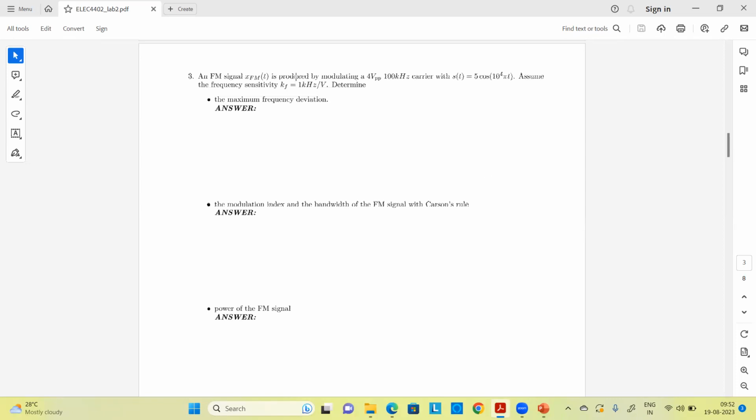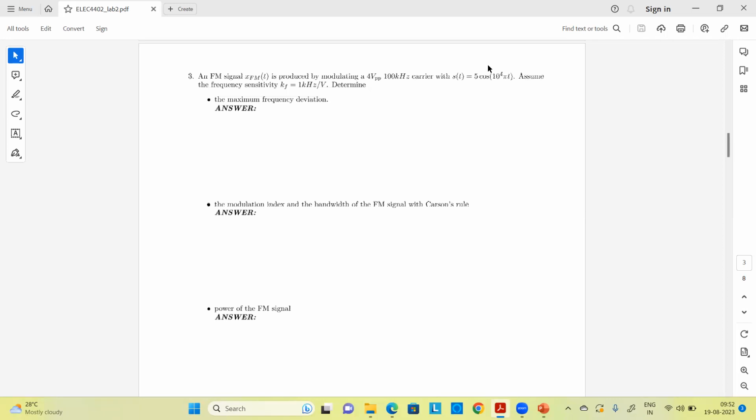So the question says it's produced by modulating a carrier with s(t) is equal to this. What is this s(t), Jerry? Is it m(t) or c(t)? Isn't this the message signal? Correct. So what does the question say? By modulating a 4-volt peak to peak 100 kilohertz carrier with s(t). So they're giving you the value of s(t). You're modulating the carrier with s(t), so s(t) is the message signal.